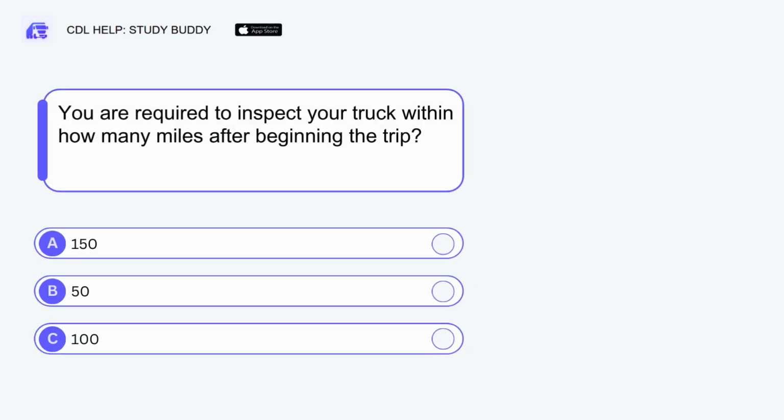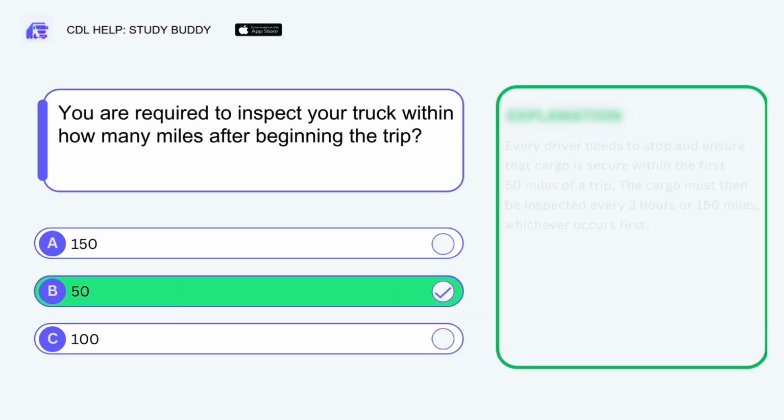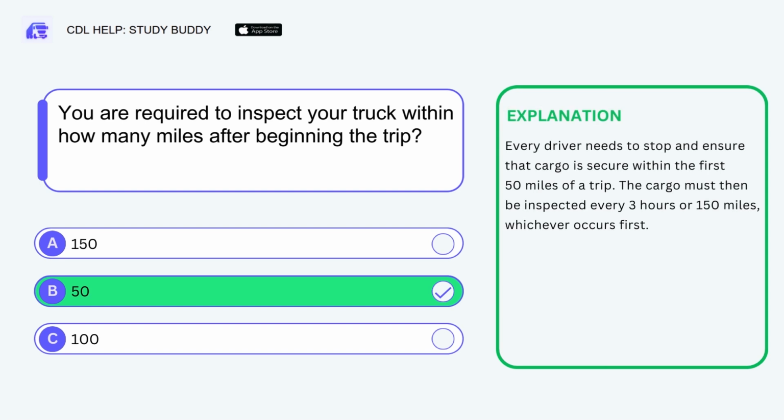You are required to inspect your truck within how many miles after beginning the trip? Every driver needs to stop and ensure that cargo is secure within the first 50 miles of a trip. The cargo must then be inspected every 3 hours or 150 miles, whichever occurs first.